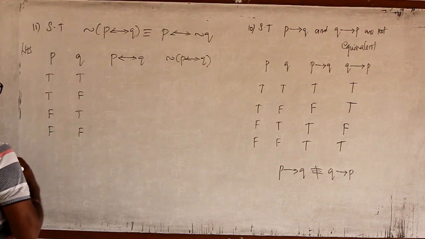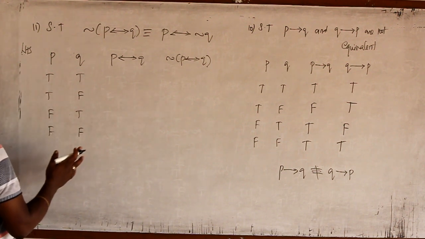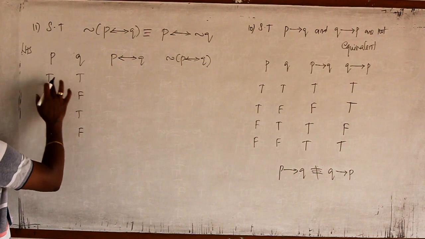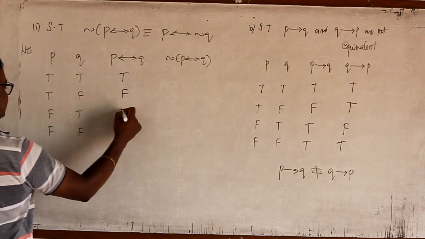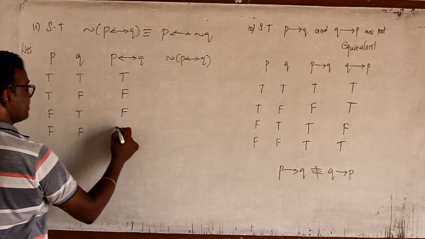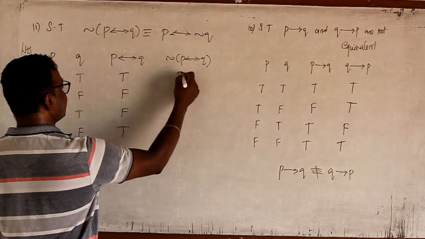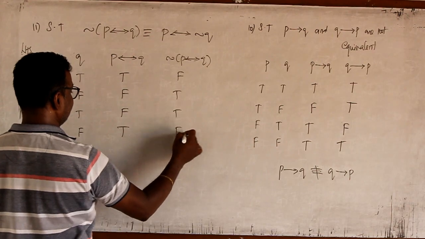If and only if, remember, forget 1, forget 0. You take T as plus and F as minus. Plus into plus, plus into minus, minus into plus, minus into minus: plus, minus, minus, plus. I need the opposite: F, T, T, F.